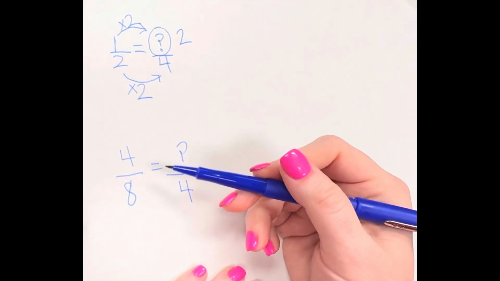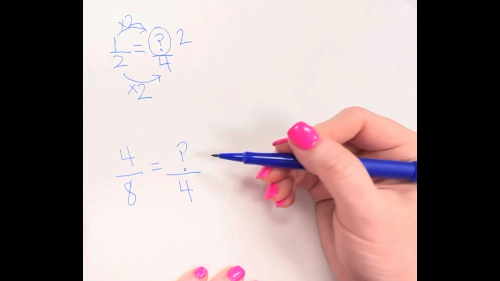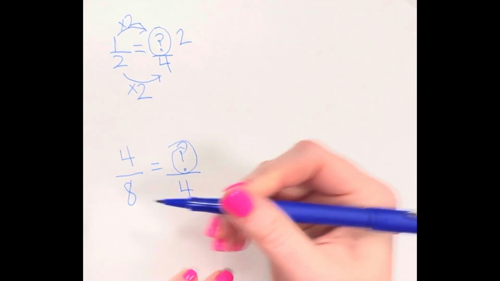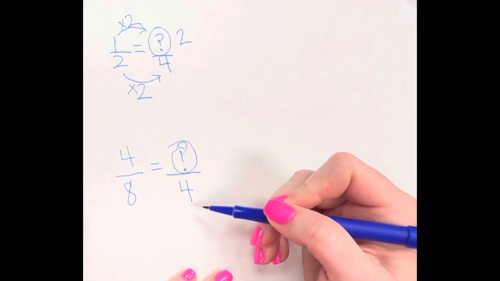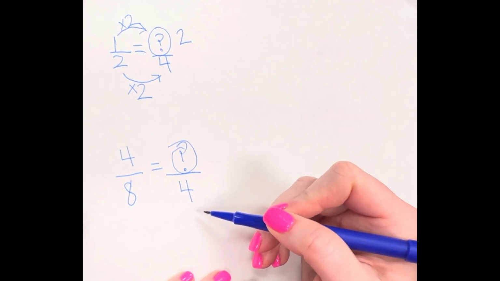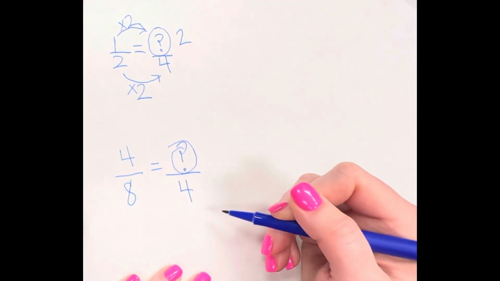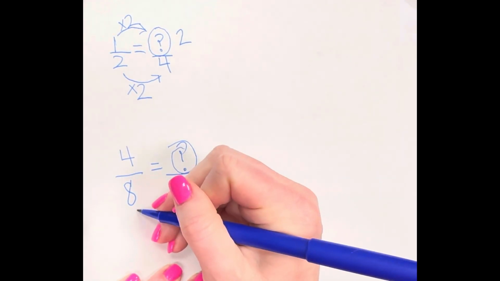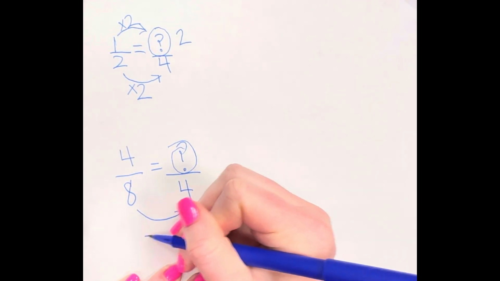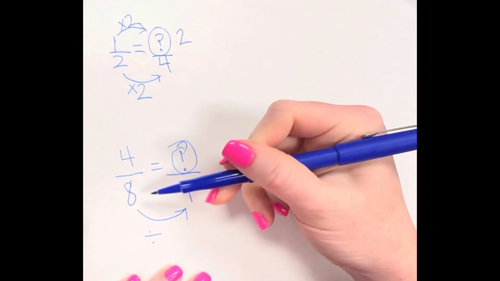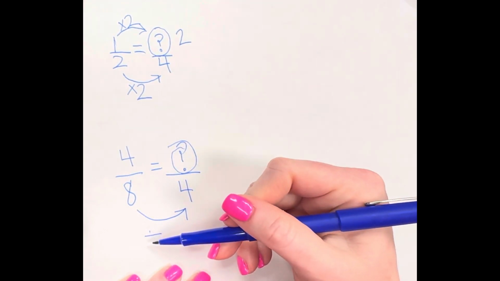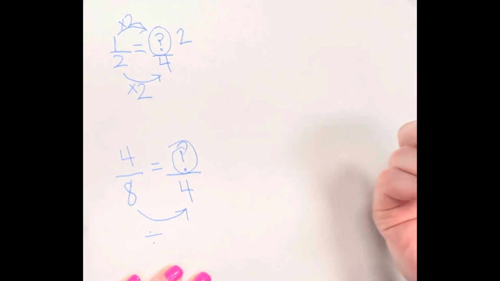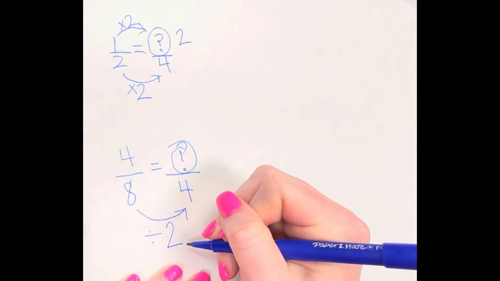So I have a new problem here. 4 over 8 equals, we don't know, over 4. So I'm going from eighths down to fourths. So I know that given the choices are multiply or divide, I know that since I'm going smaller, obviously I'm dividing. Now the big question is, dividing by what? 8 divided by what will give me 4? If you said 2, you're absolutely correct.